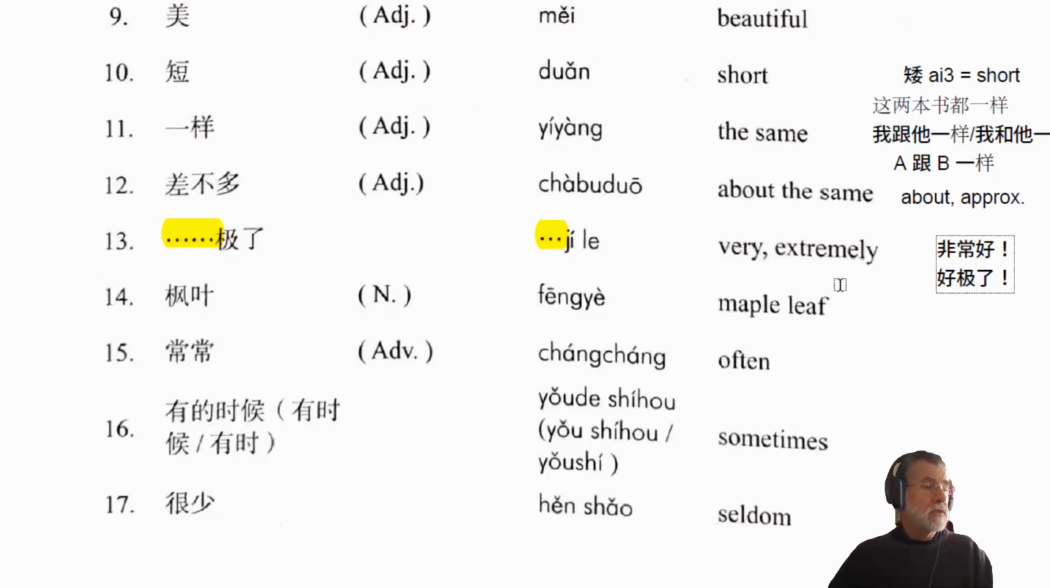极 is literally the extreme of something, and it appears in a lot of other words that involve that connotation of extreme.